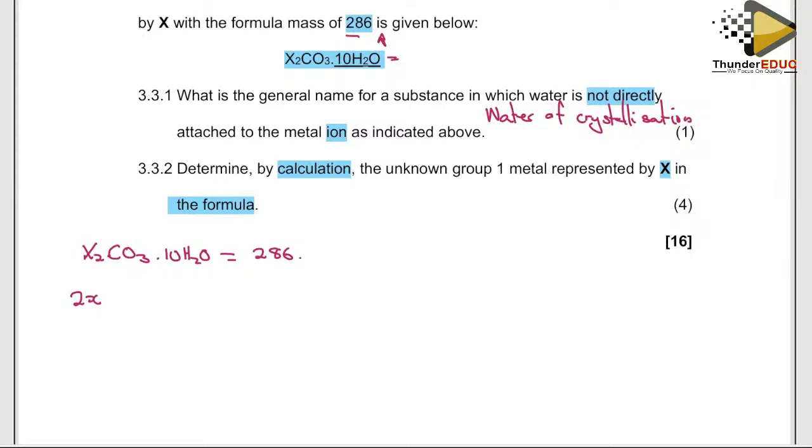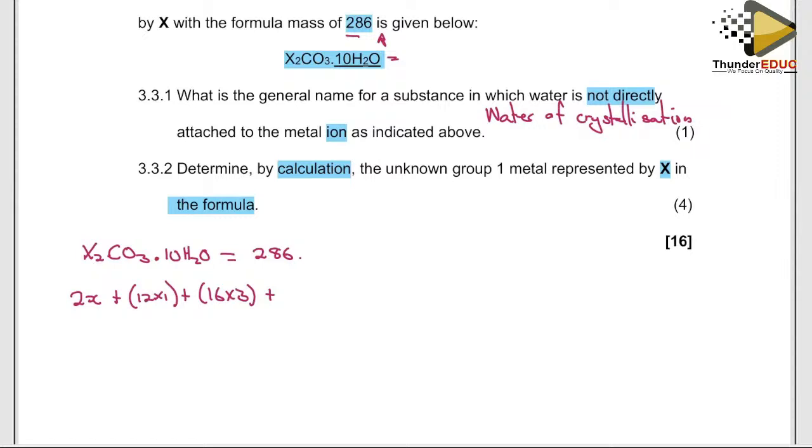I'm going to add plus, then bracket. What am I having? I'm having my carbon, which is 12 multiplied by 1, plus my oxygen, which is 16 multiplied by 3. And then after that, I'm going to add again. How many of these do I have? I'm having 10 H2s, so it means 10 times 2, which gives a value of 20.